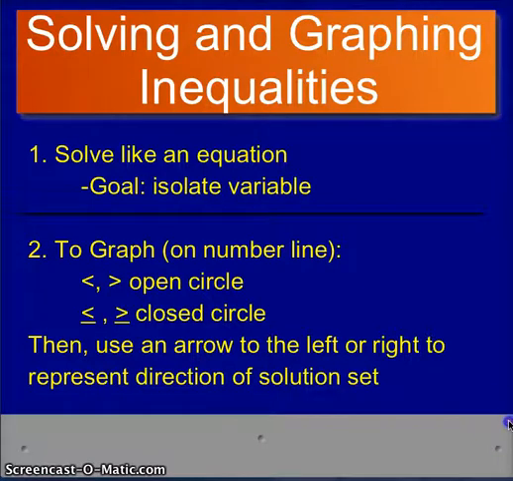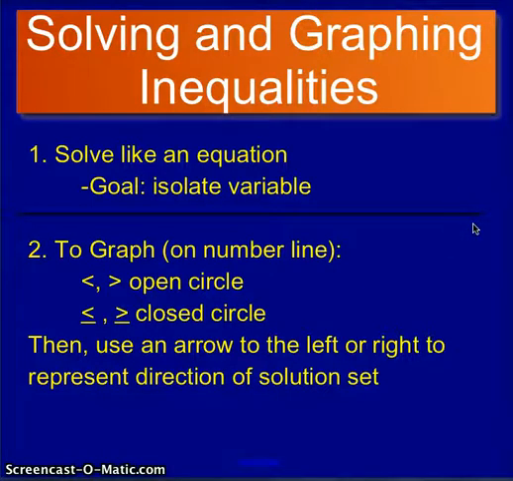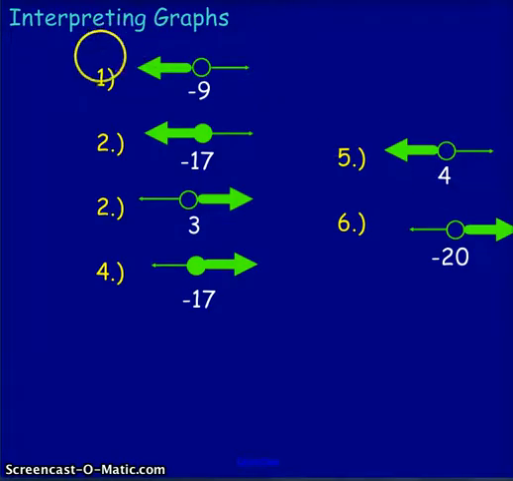So let's take a look at what some of these graphs look like that are already made. So the first graph, I see that on my number line there's an open circle on -9, and the arrow is pointing towards the left. So you start by picking a variable, so I'm going to use x. And I'll place it on the left side.